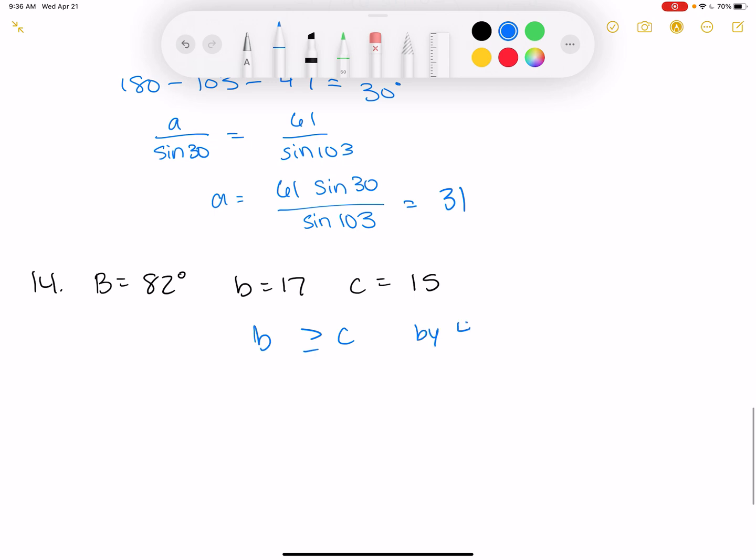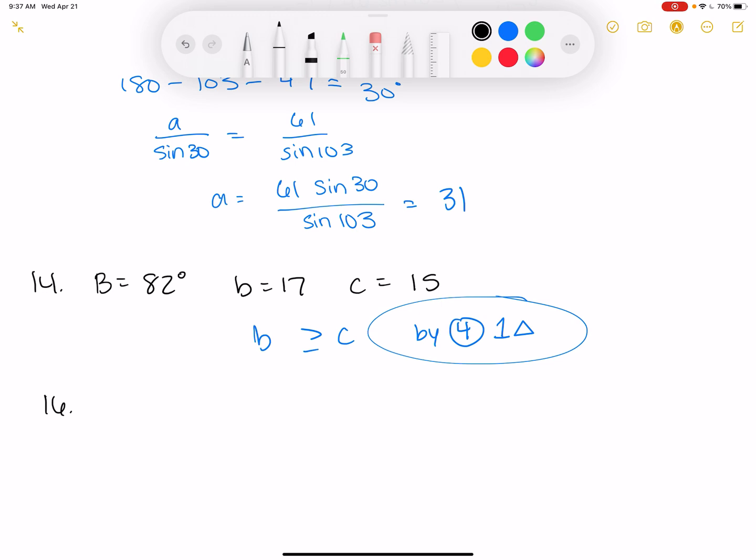So, by scenario 4, we have one triangle. B is greater than C. On a quiz or test, I won't require you to put which scenario it is. You'll just have to know what they are and what gives you what. But you will have to tell me how many triangles there are.